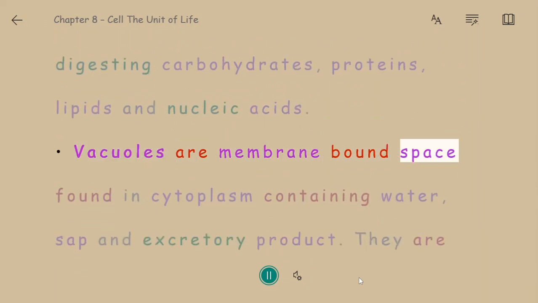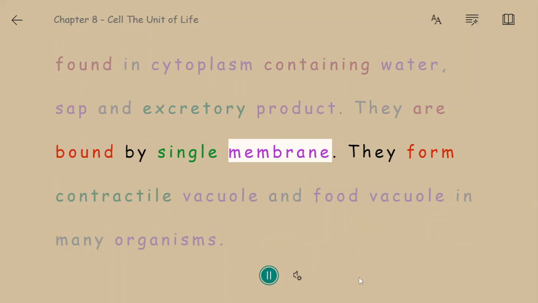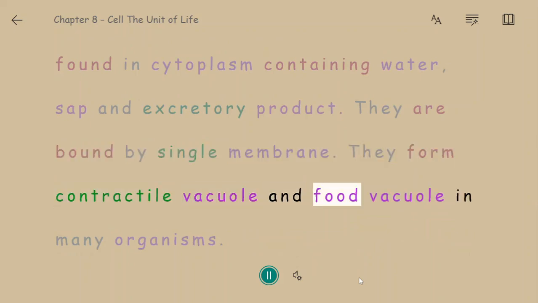Vacuoles are membrane-bound spaces found in the cytoplasm containing water, sap and excretory products. They are bound by a single membrane. They form contractile vacuole and food vacuole in many organisms.